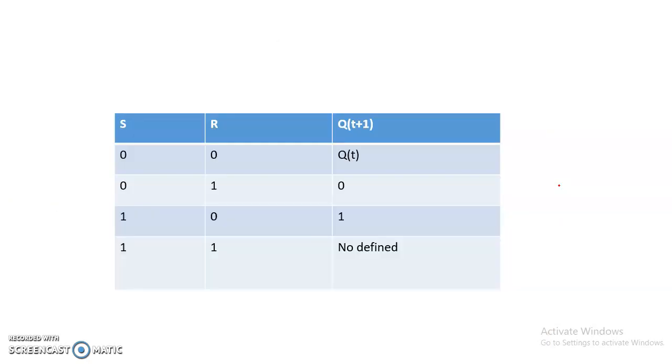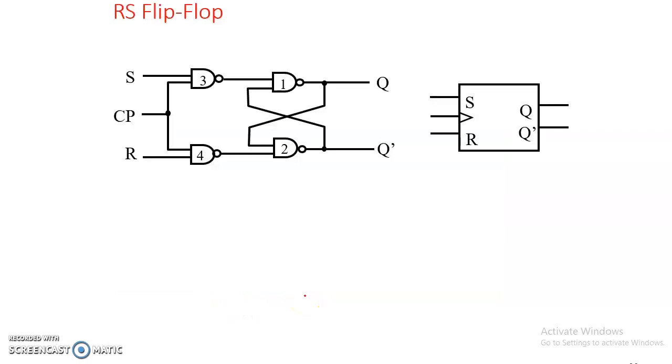So if I summarize quickly, if I get SR 0, 0, my output is Q(t), which is the same as the previous value. If I get 0, 1, this condition is called the reset condition, so my output is 0. If I get 1, 0, then my output is 1. And 1, 1 is not a defined condition for the SR flip-flop.